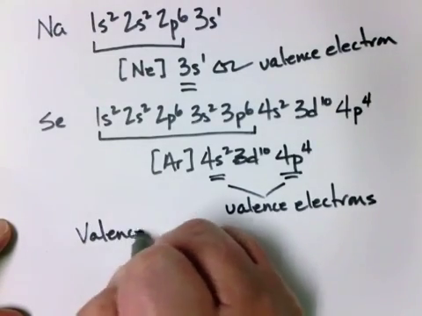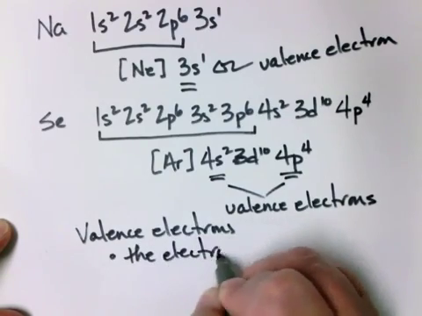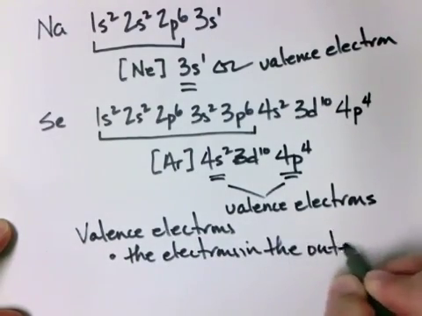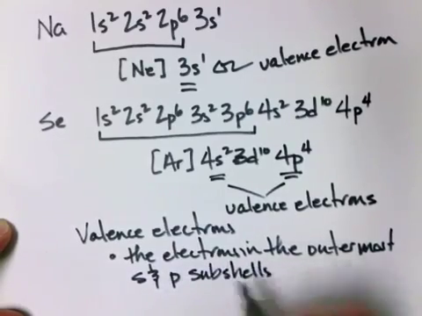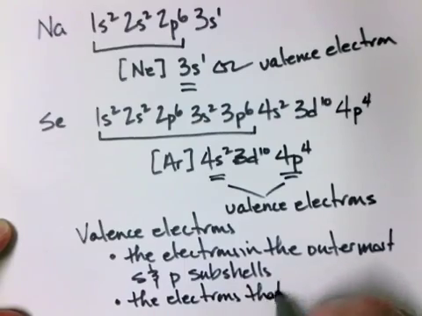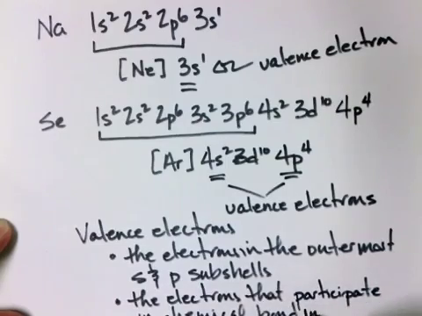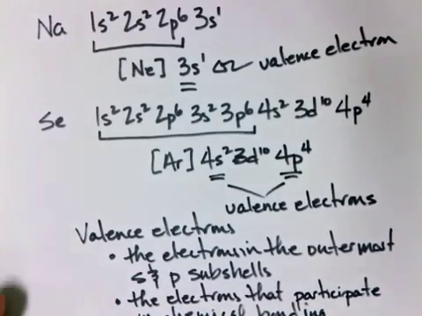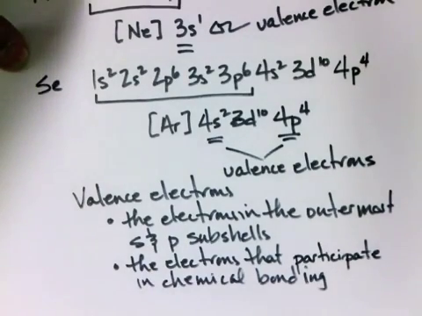So, valence electrons. They are the electrons in the outermost s and p subshells, and they are the electrons that participate in chemical bonding.